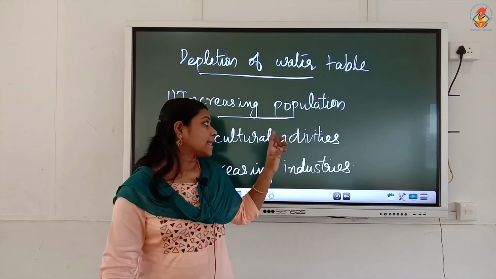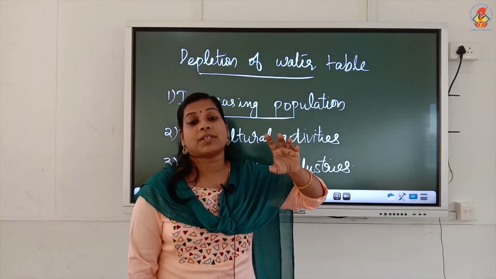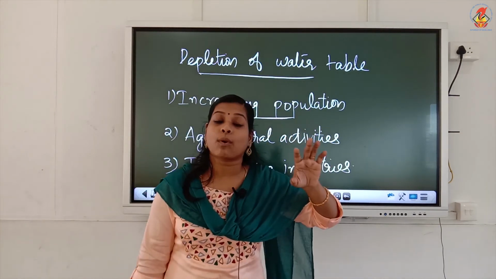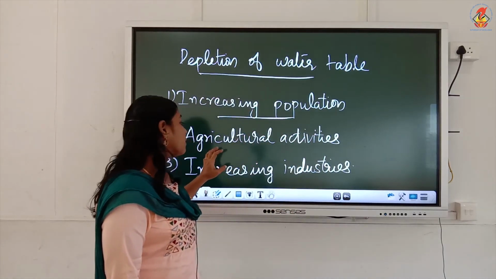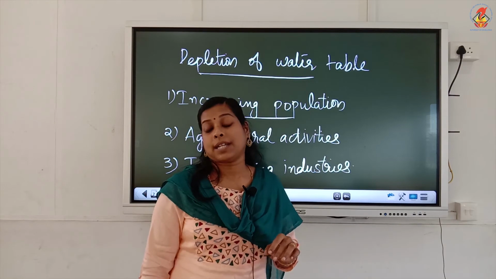So, we can see one by one: increasing population affects the depletion of water table, agricultural activities deplete the water table, and increasing industries also deplete the water table.